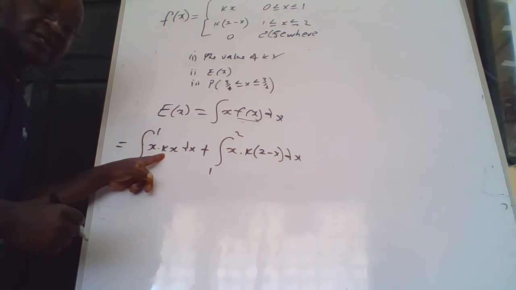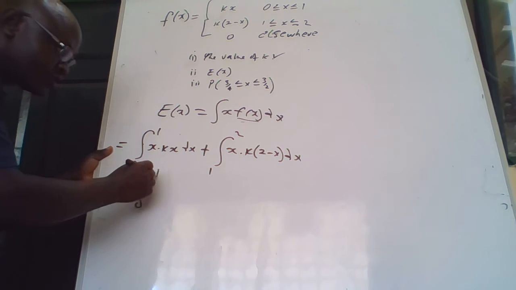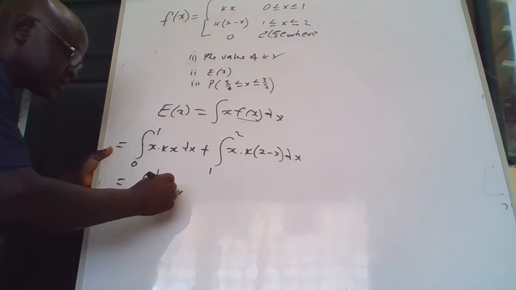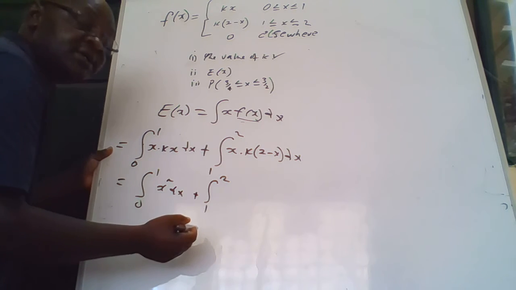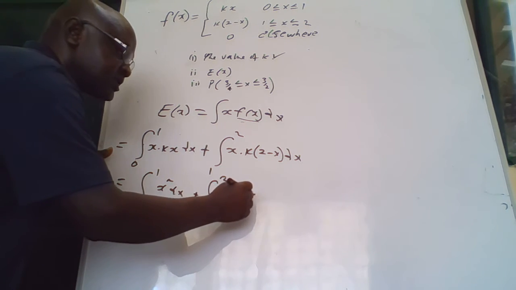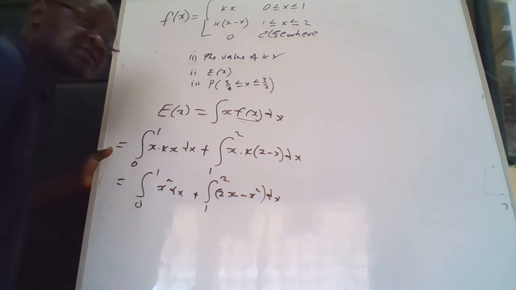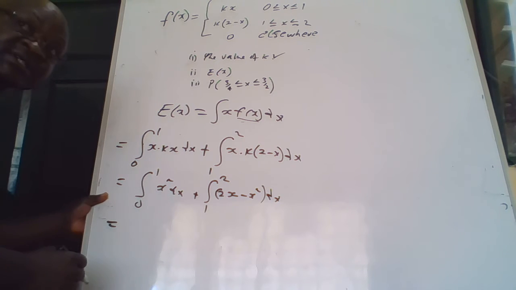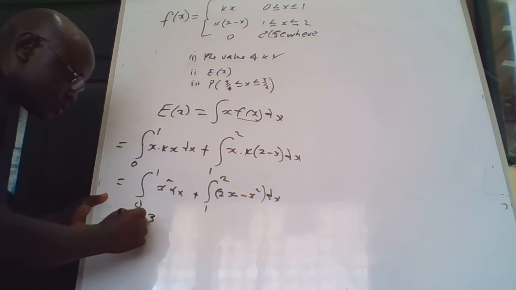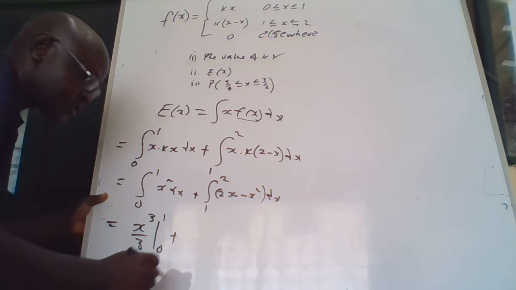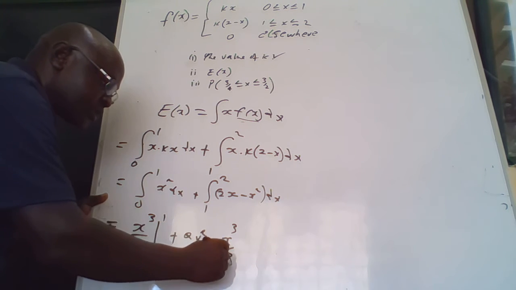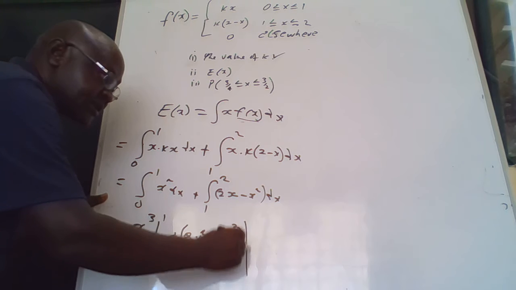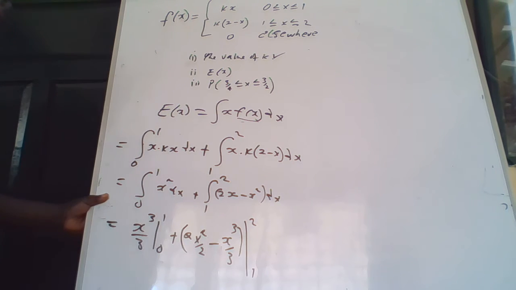Now, but what is k? k is 1. So this equals the integral of x squared dx plus, from 1 to 2, we multiply through by x, so we have 2x minus x squared, then dx. Now when you integrate x squared, we get x cubed all over 3, from 0 to 1, plus, when you integrate 2x, you get 2x squared all over 2, minus x cubed all over 3, integrating from 1 to 2.